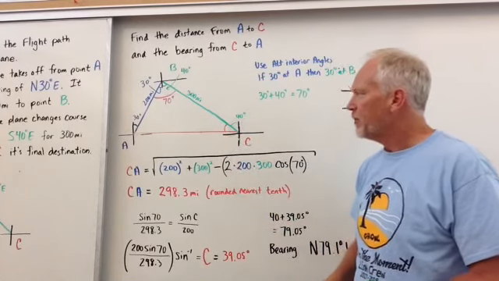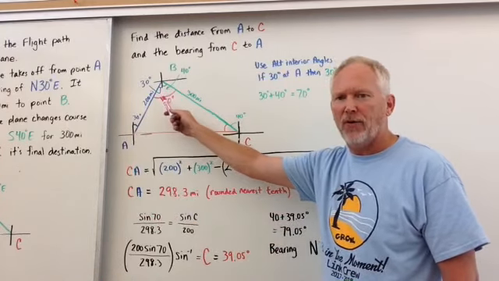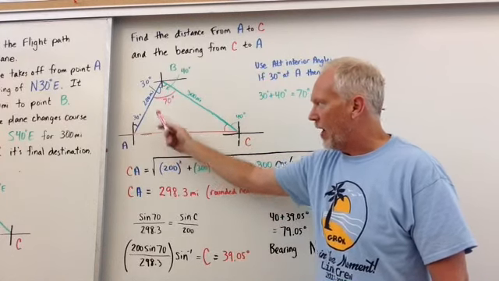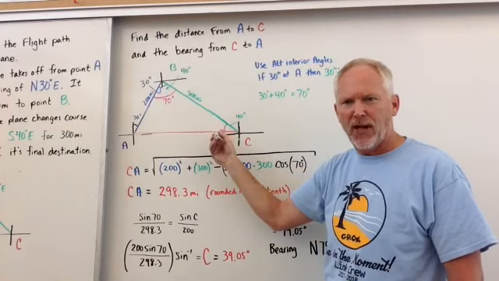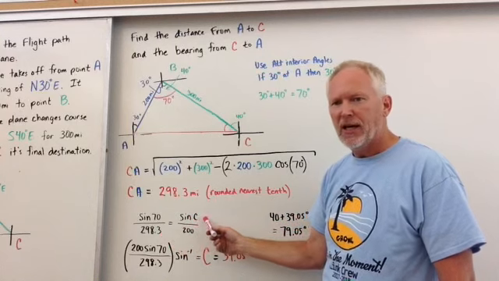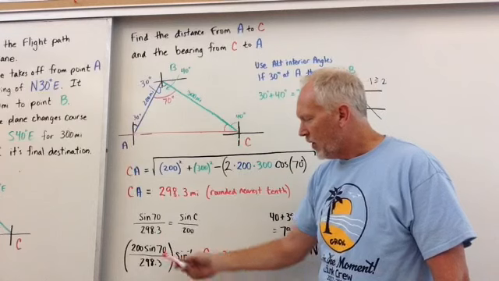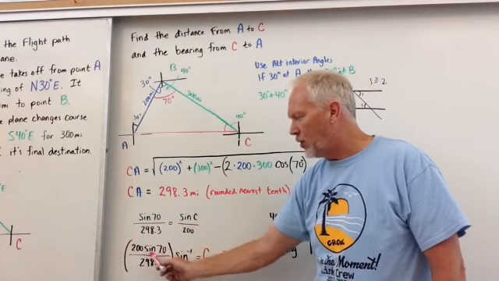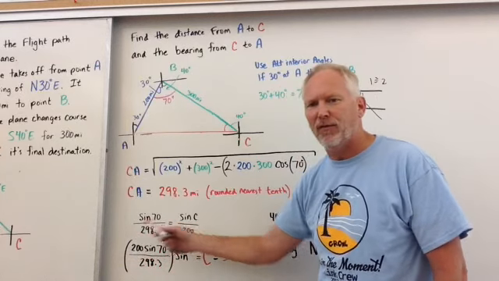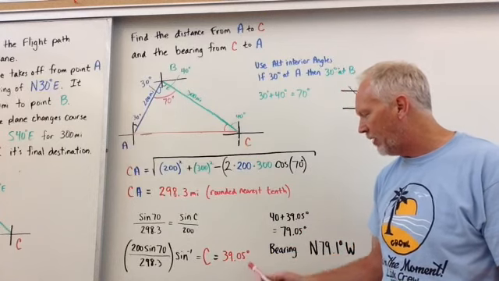So, I take the sine of 70, right? There's my 70 for law of sines. I need an angle and its opposite side, and a side and its opposite angle that I'm looking for. So sine of 70 over 298.3 is equal to sine of C over 200. Then cross multiply the 200, we get 200 sine 70 over 298.3. And I take the inverse sine of that, and I get C is equal to 39.05 degrees.